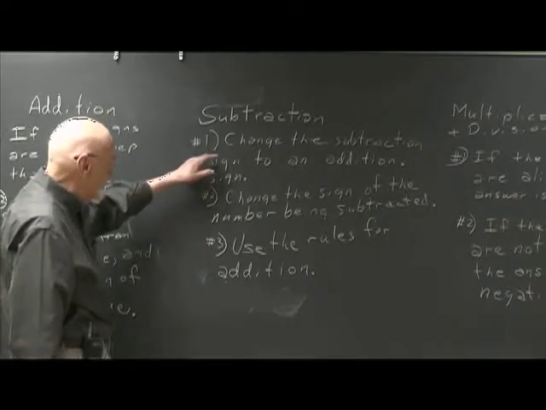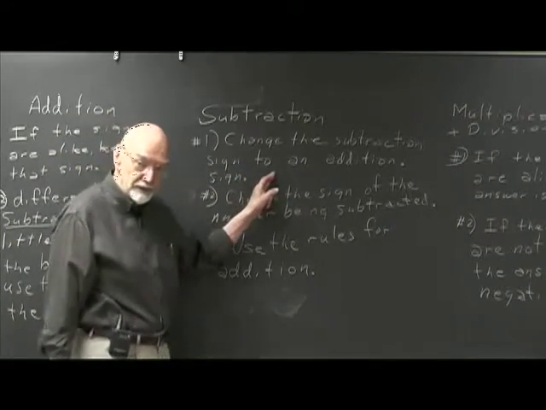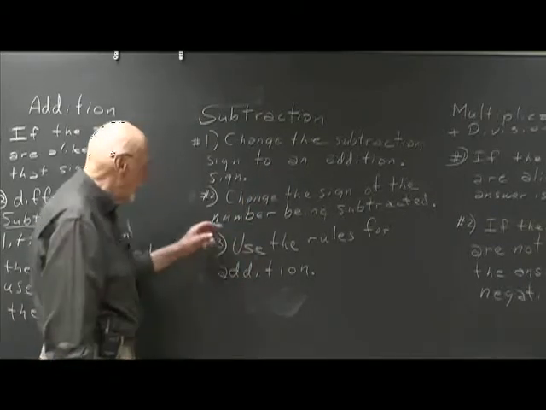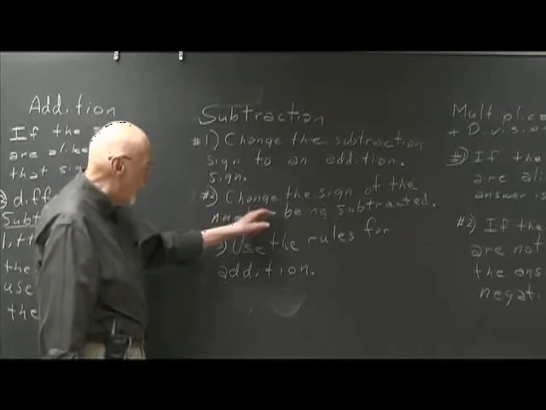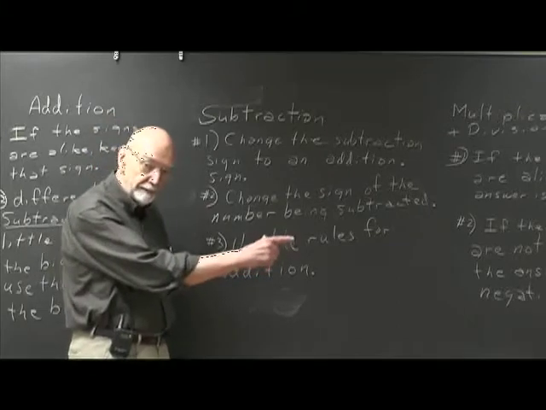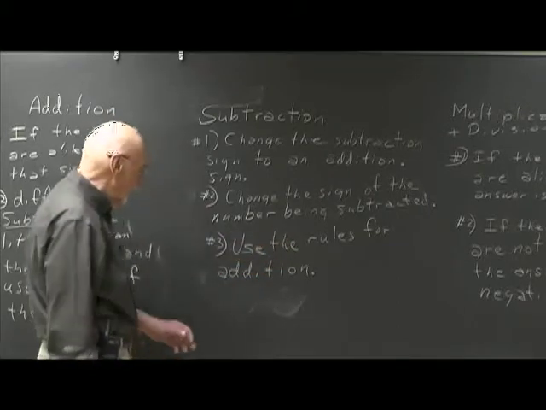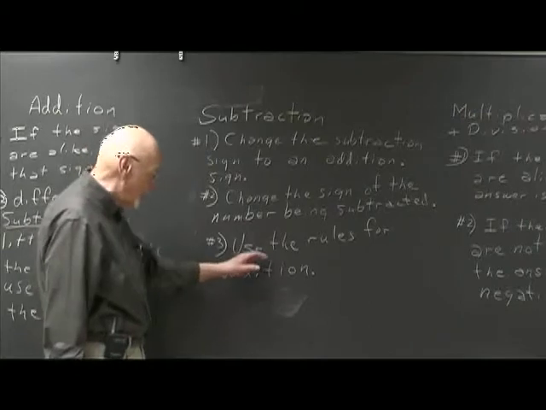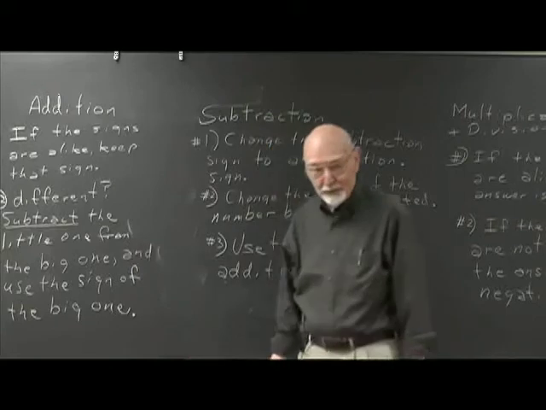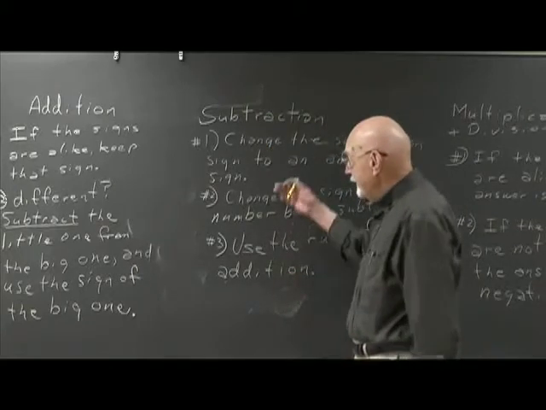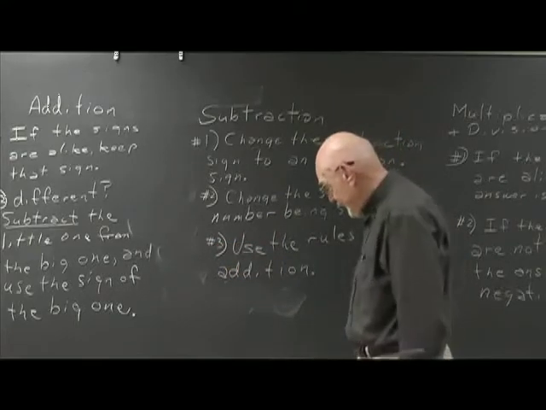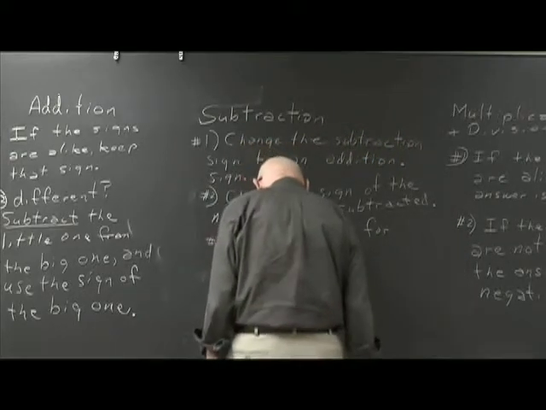Rule number 1, change the subtraction sign to an addition sign. Now right away we've made it an addition problem. Rule number 2, change the sign of the number being subtracted. That's always the one on the right. We change it to the opposite. Rule number 3, use the rules for addition. So we come over here to these rules, and that's the way we subtract. And you have to do all 3 of these rules for every subtraction problem. So let's look at an example.